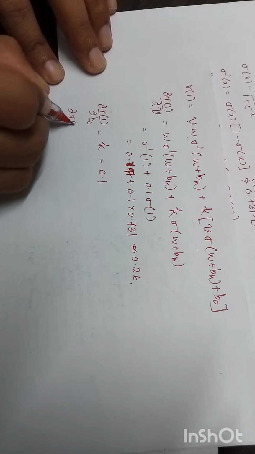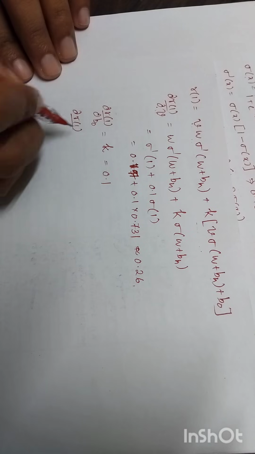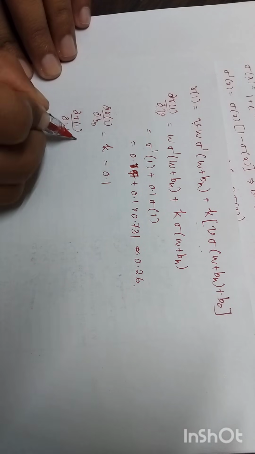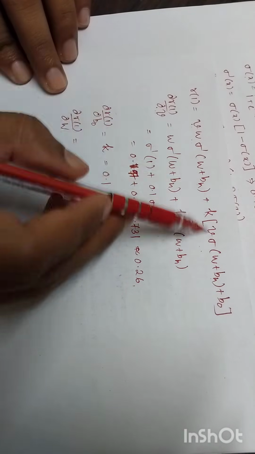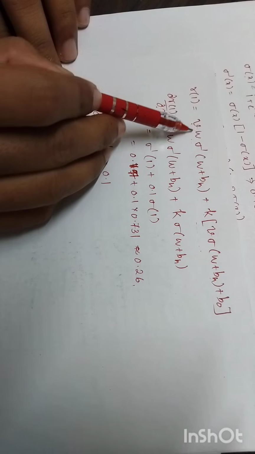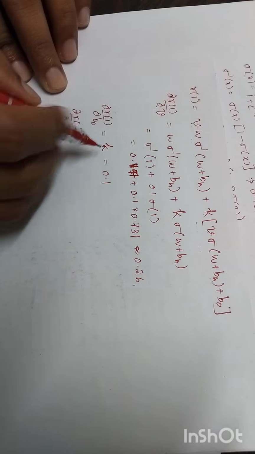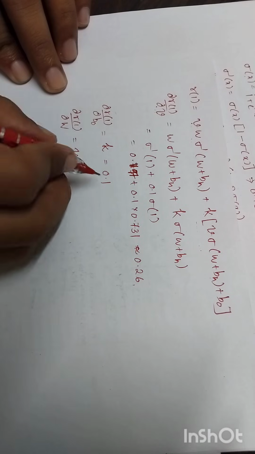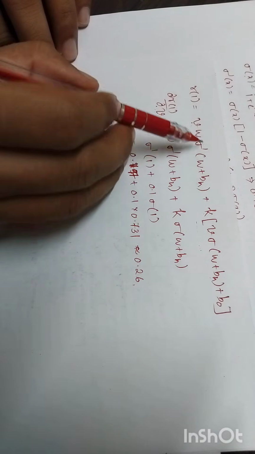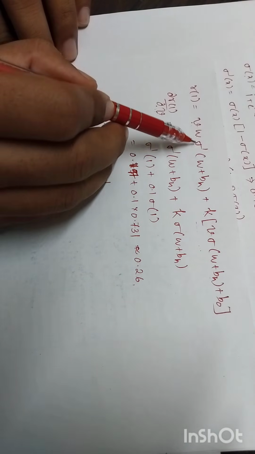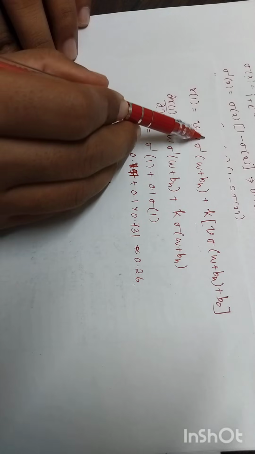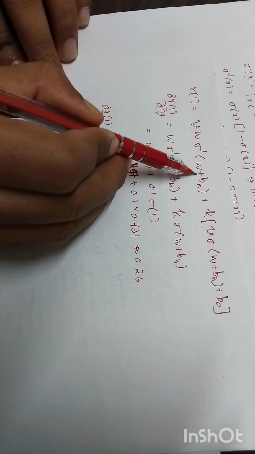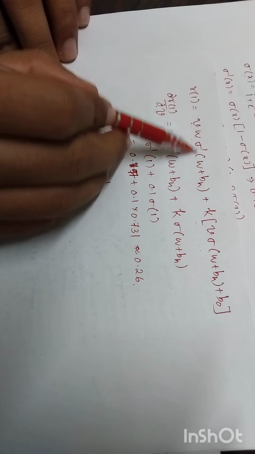Then ∂r1 with respect to ∂W. With respect to W, if you take the derivative, this first term has W here, so it will be V into sigma dash. V into sigma dash is already there, so here two terms have a function of W. This here is a function of W, and here also it is a function of W. So we have to do it by parts.